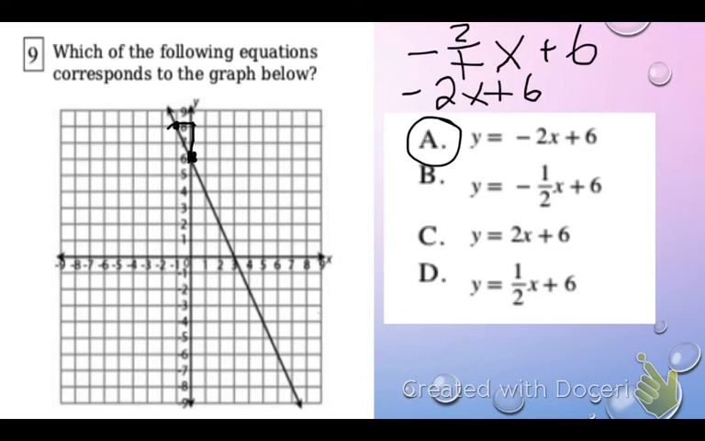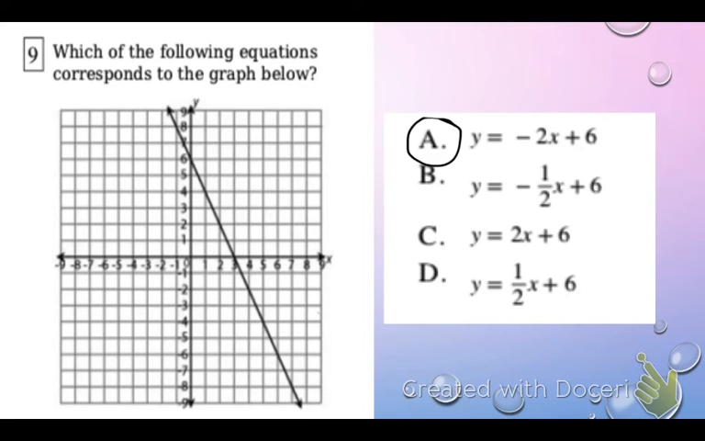All right, if you don't feel confident doing that, you can always graph each one of these in your head. So like, if I decided to go with B first, I would start at 6, all right, and I would go up 1 over 2. Well, does that point match the graph that I'm trying to graph? No, so I know it's not going to be B. And you could do that for every one of these if you wanted to.